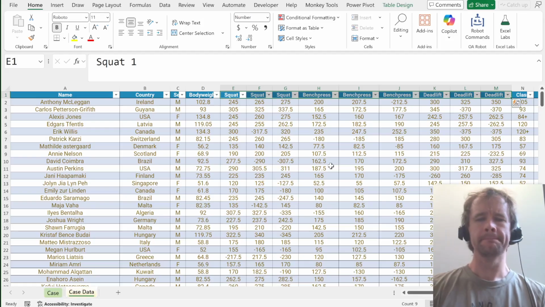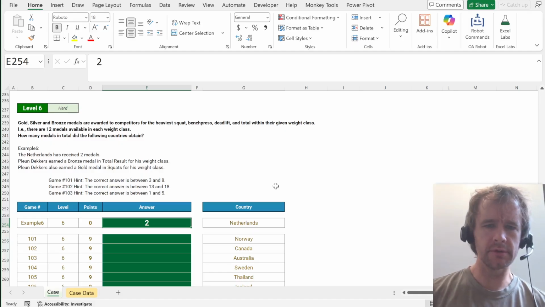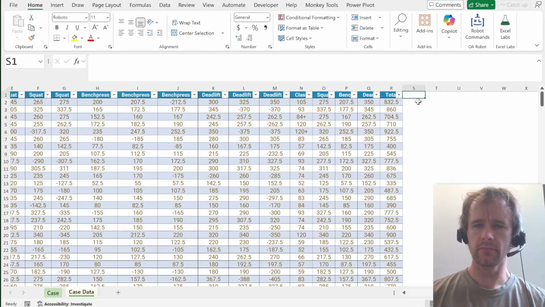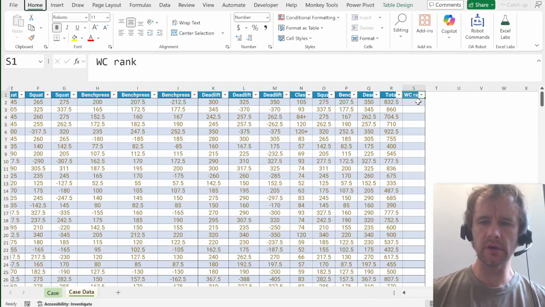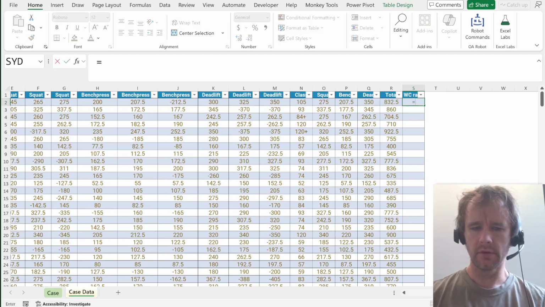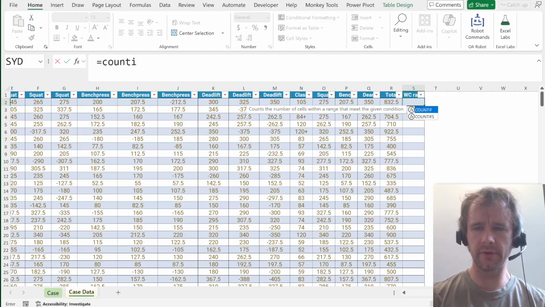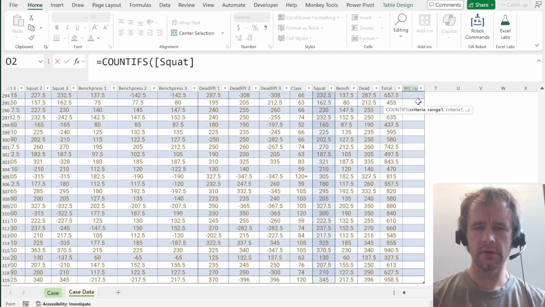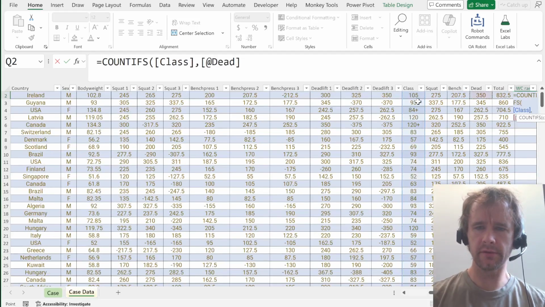Okay, interesting. So hang on. 12 medals in each weight class. Yes. So weight class rank, I guess that's what I want. And that's going to be, okay, so I don't know how many people beat this person in their weight class. I'm going to say countifs where the class, where the class is here, is this.